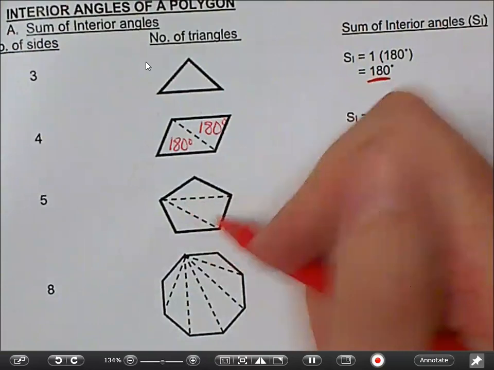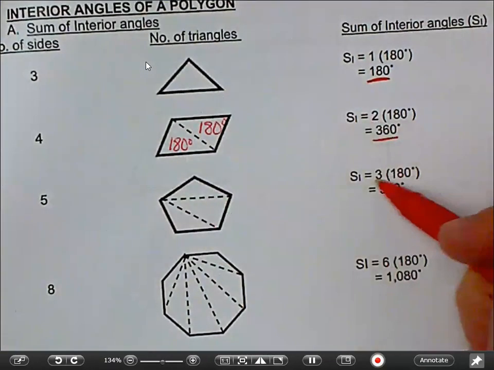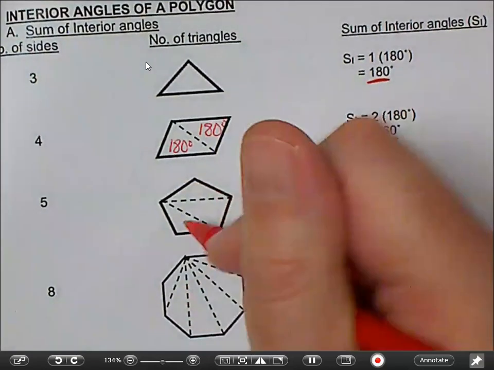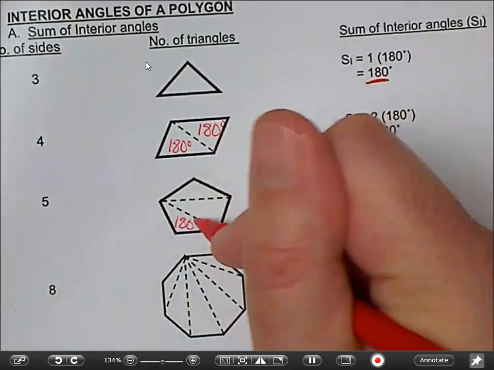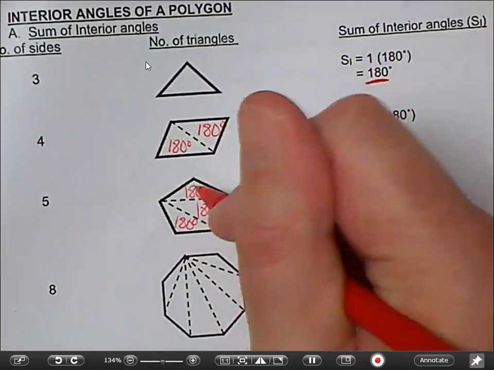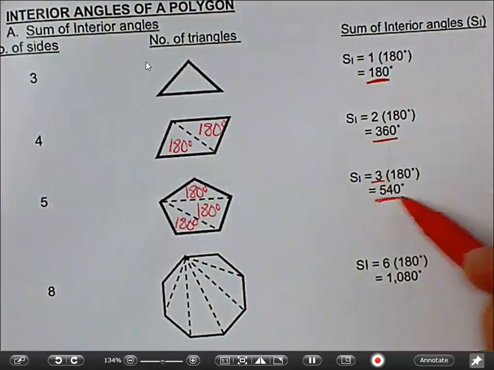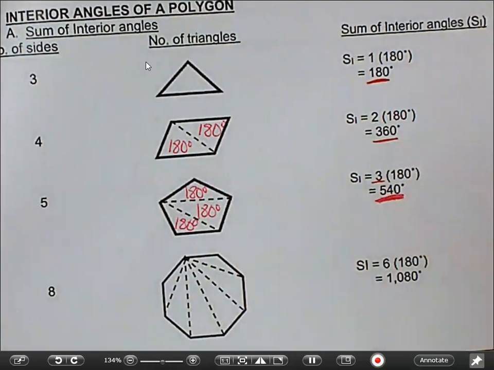That pattern continues as you go to bigger shapes. All right, here we got a pentagon. You split that up into three triangles. That's why we got the 3 here. And not that you have to write this every time, I'm just showing you where it all comes from. So that's why you're doing 3 times 180 degrees. So any pentagon is going to have an interior angle sum of 540 degrees.